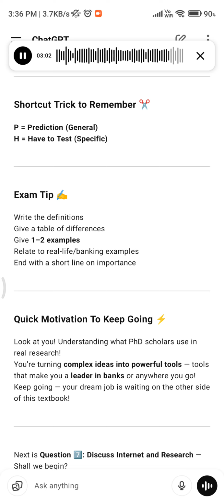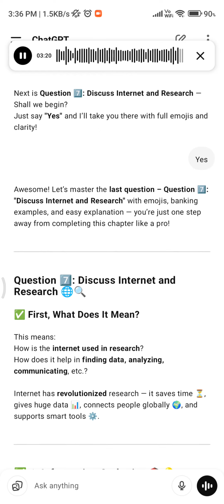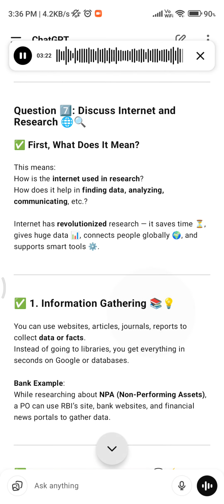Quick motivation. Look at you, understanding what PhD scholars use in real research. You're turning complex ideas into powerful tools, tools that make you a leader in banks or anywhere you go. Keep going. Your dream job is waiting on the other side of this textbook. Next is question 7, discuss internet and research.